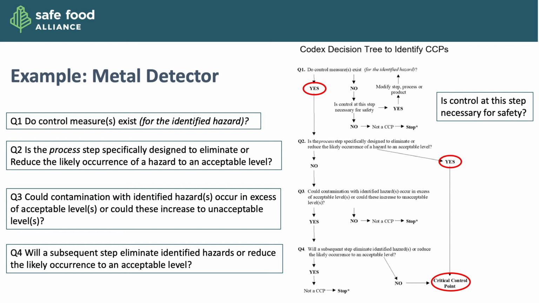And in this case, a metal detector is not eliminating metal. Of course, it's going to reduce it down to a certain sensitivity of detection. So if we answer yes here, you can see that as we follow the chart, we end up with the metal detector being determined as a critical control point. So in other words, if it was not there, there's a potential for harm to occur when the customer or consumer eats our final product.